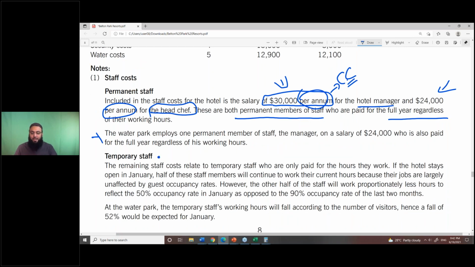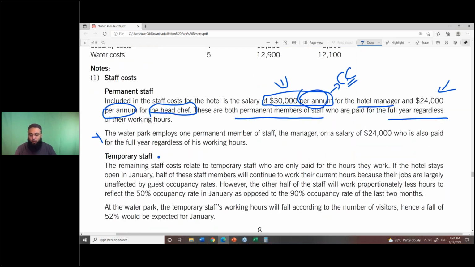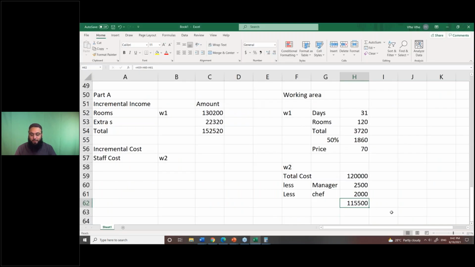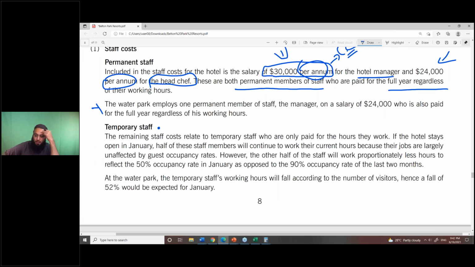Now, this staff cost includes temporary staff as well. So once I've excluded the permanent staff here, this basically remains the cost for temporary staff. So this is the temporary staff cost left now. Let's see what it says. The remaining staff costs, it says remaining, so that's 115,500, relates to temporary staff who are only paid for the hours they work, right?